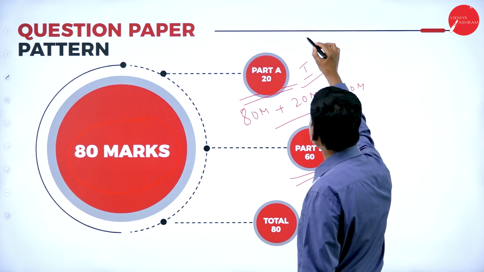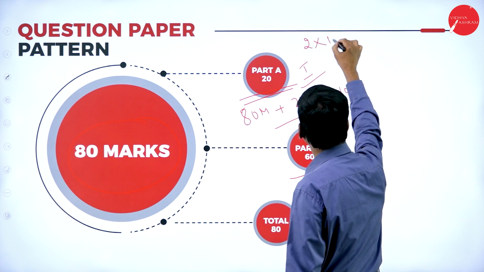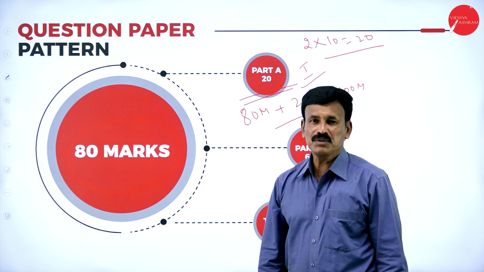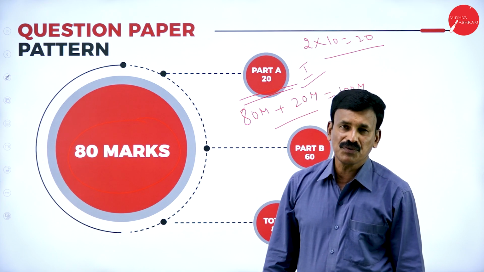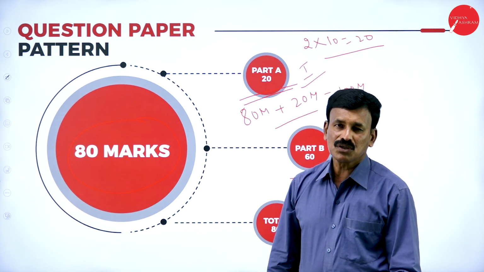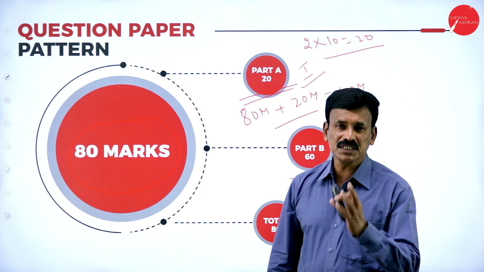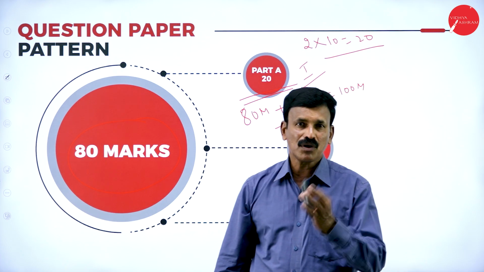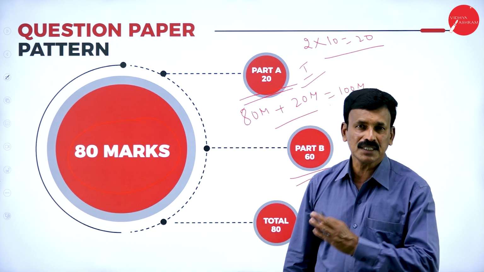In part A you are going to answer 2 marks questions, any 10 questions. There may be 3-4 choices, so 14-15 questions will be there, and you have to answer 10 questions. Each carries 2 marks, so 2 into 10. You will expect 2 marks questions from all the units, unit 1, 2, 3 and 4.